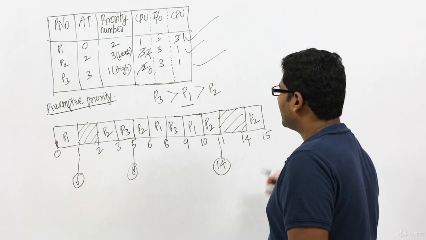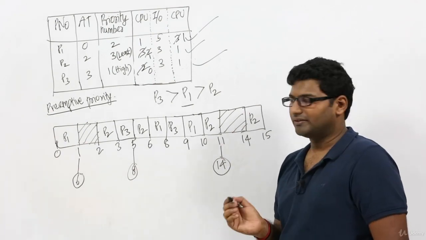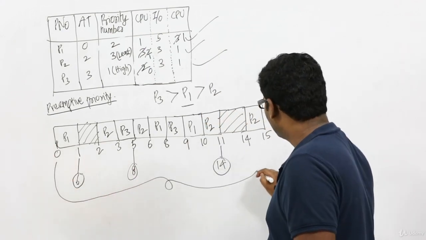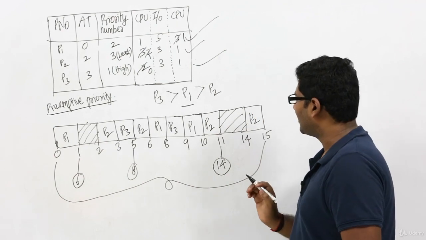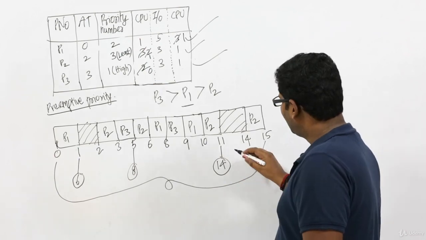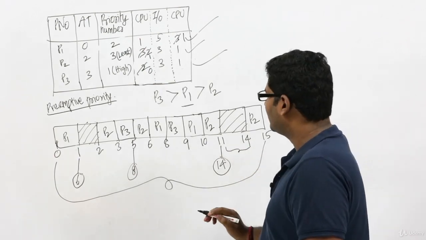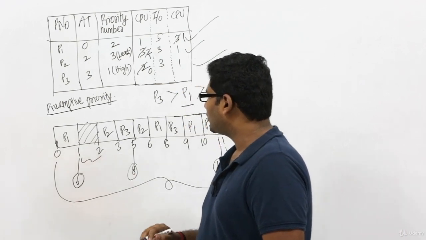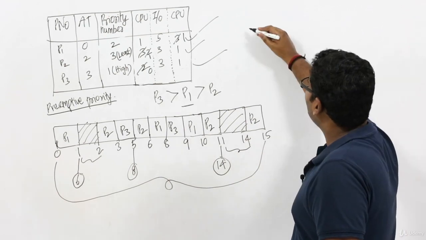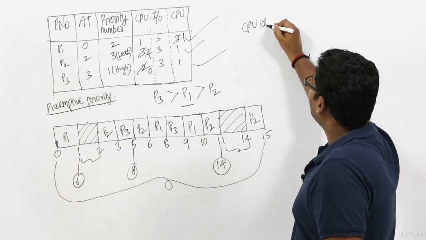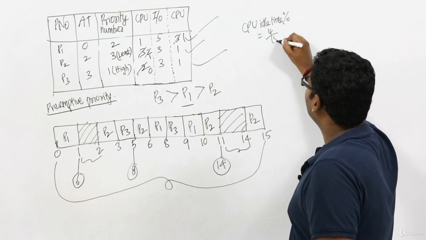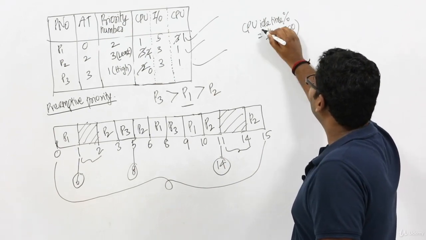Fine. Now we can calculate the CPU efficiency percentage, which is quite straightforward. Out of the total time, which is 15, 15 minus 0 is 15, out of this many time units, how much time does the CPU idle? It is idle for 3 units here. It is idle for 1 unit here. So totally 4 time units the CPU is idle out of the 15 time units. So CPU idle time percentage equals 4 by 15 into 100, in terms of percentage.